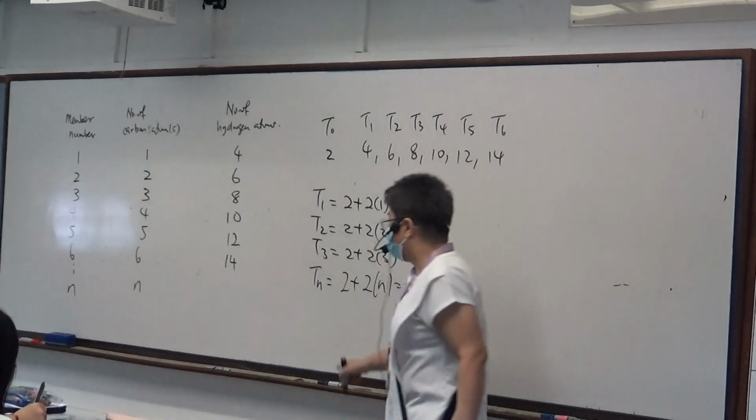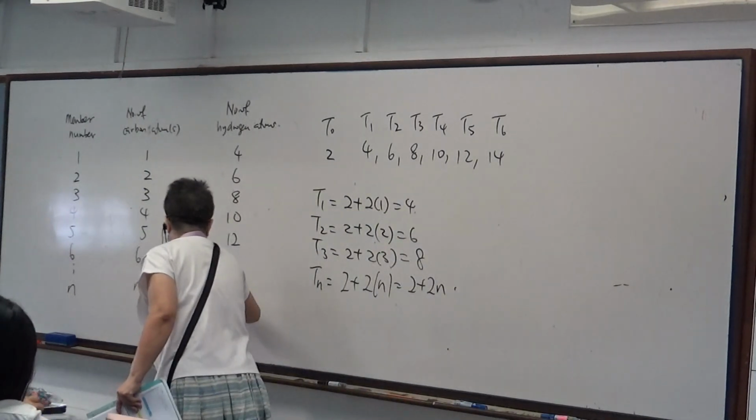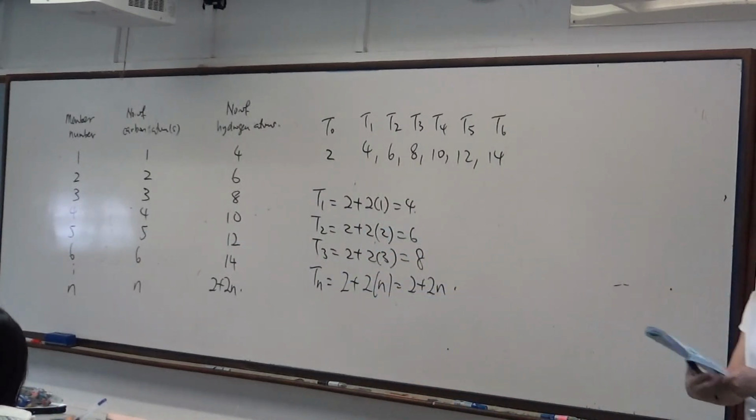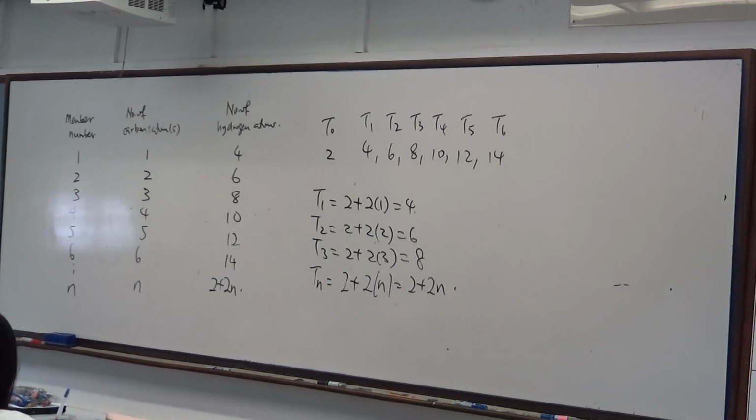Everybody okay? So you just need to write down here 2 plus 2n, all of you. The question in the textbook, they write the answer as 2n plus 2. Are they the same? Yes. Okay, good. Now, are we okay with the first part? Okay, good. Next, look at the second part.